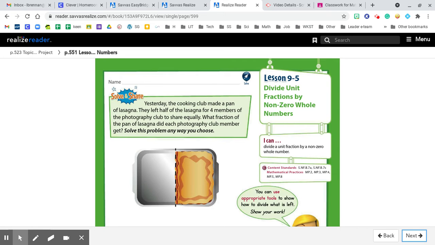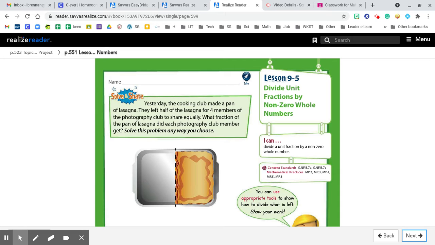All right, today we are dividing unit fractions by non-zero whole numbers. So dividing a unit fraction, so we're starting with a fraction, that's what we have, and we're dividing it by another number, a non-zero whole number, not a fraction.